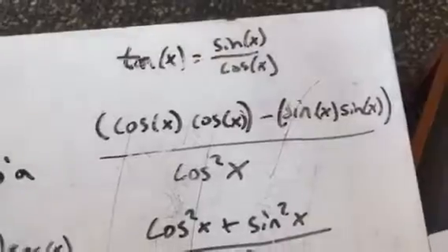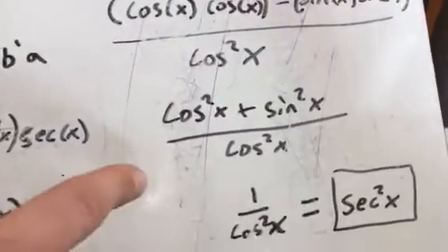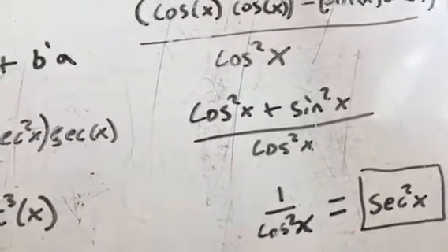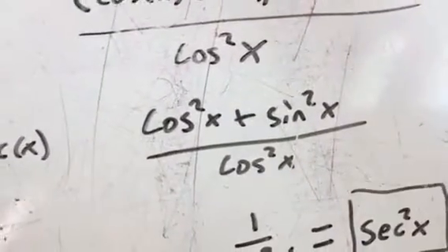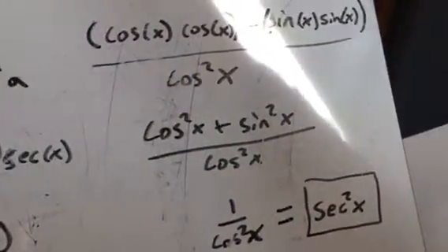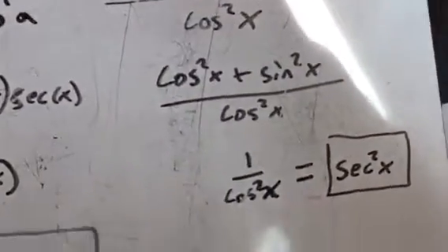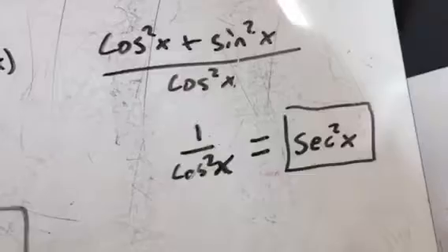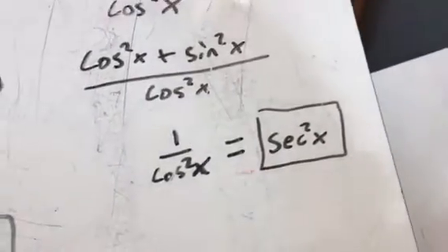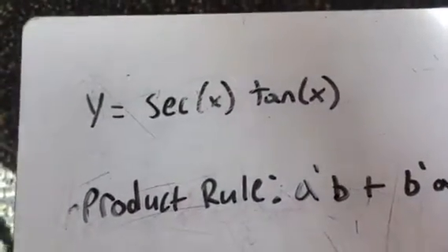cosine x times cosine x minus sine x times negative sine x all over cosine squared x. And that simplifies down to cosine squared plus sine squared x over cosine squared x, which is really just 1 over cosine squared x, since cosine squared x plus sine squared x is 1. You can cancel. It's a nice little property there. So now we have 1 over cosine squared x, which is actually secant squared x. There we go. So now we have secant x times tan x as the derivative of secant x, and the derivative of tan x is secant squared x.